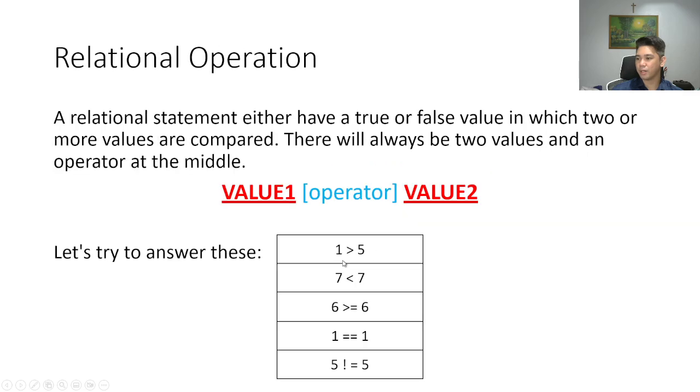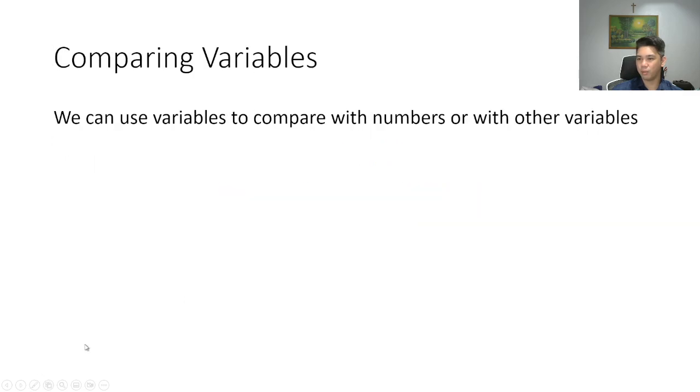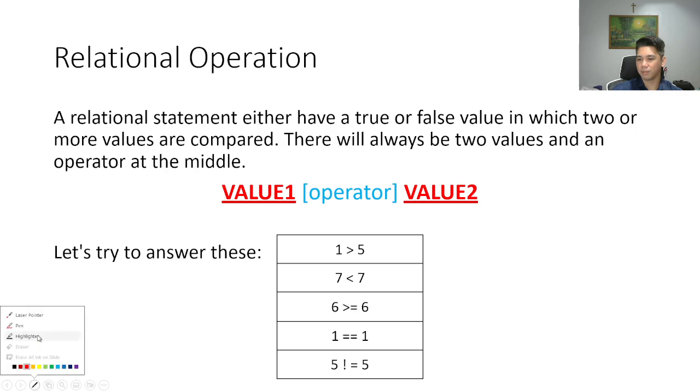The answer here is false. 7 less than 7, again, the answer to that is false because a number is not less than itself. A number will always be equal to itself, but not less than, not greater than. 6 greater than or equal to 6, the answer to this is true. It might not be greater than itself, but there is the equal sign here.